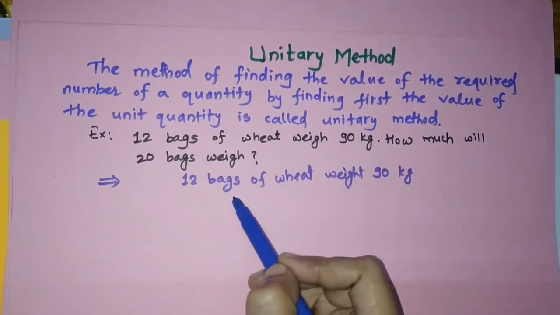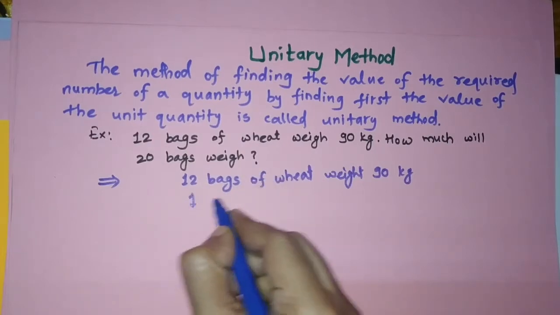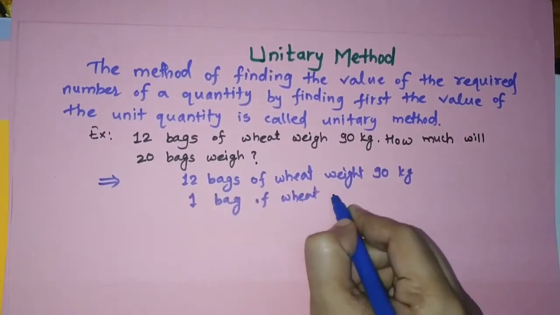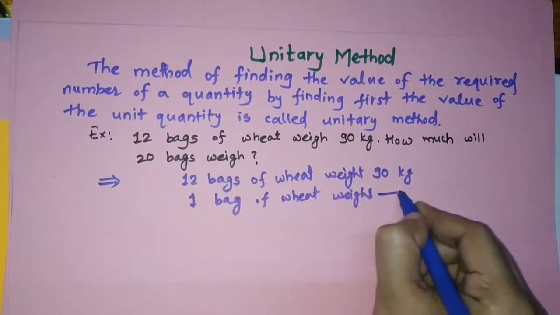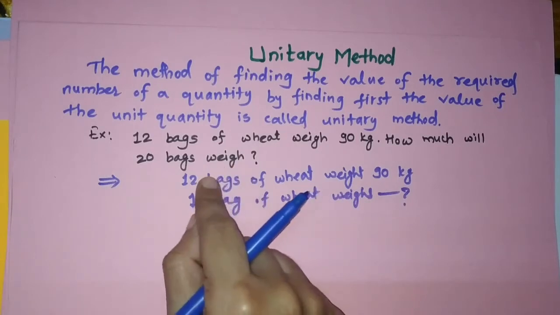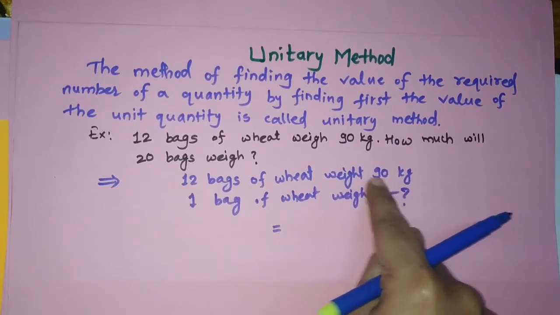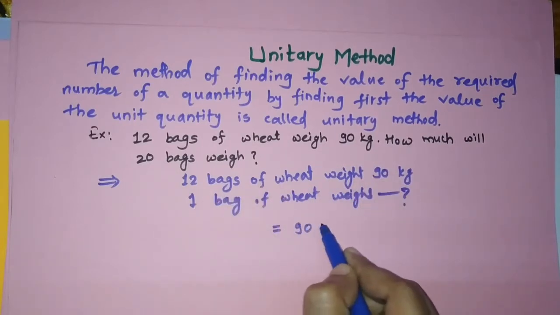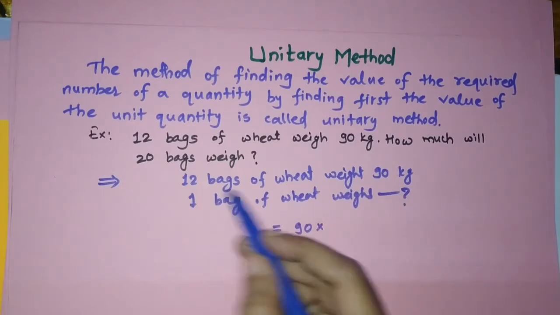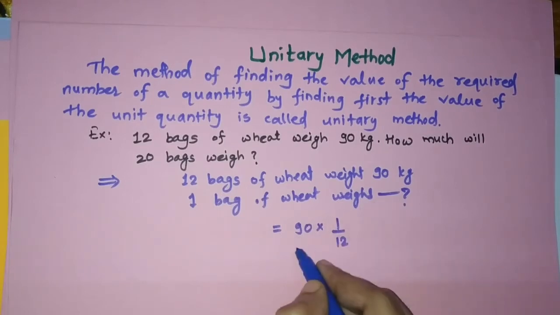From this given data, we'll first find the value for the unit quantity. Unit means one bag. So we'll find how much one bag of wheat weighs. Given that 12 bags weigh 90 kg, you can do cross multiplication: 90 ones are 90, and for one bag you can say 1 upon 12. So this is for one bag.